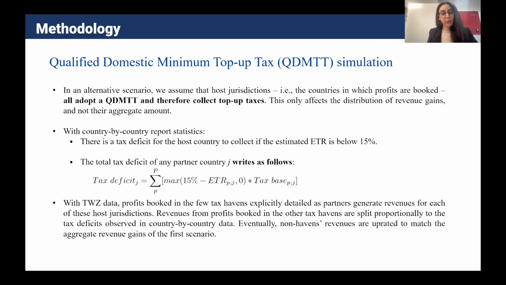Now, the other scenario is the qualified domestic minimum top-up tax. And for example, if we stay with the Singaporean example, in this case it's Singapore who will say, okay, we have some subsidiaries of foreign multinationals operating in Singapore. Instead of France taking the top-up tax from the French subsidiaries in Singapore, it's Singapore who will do it because it's the host country. Next slide.